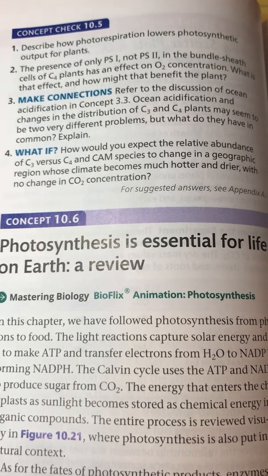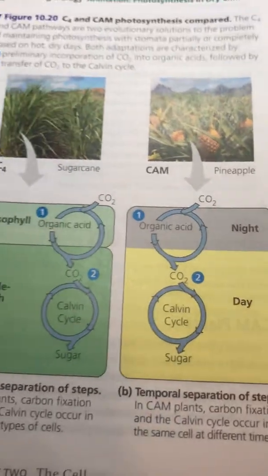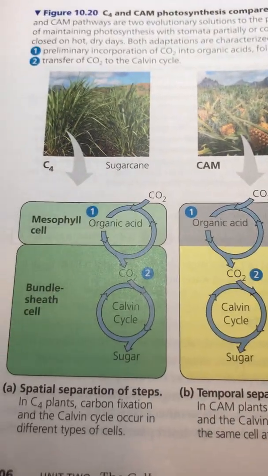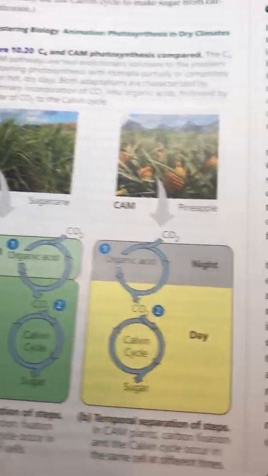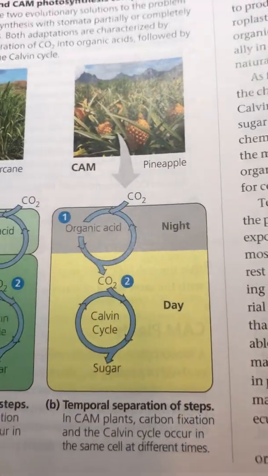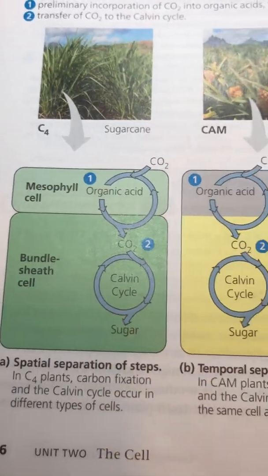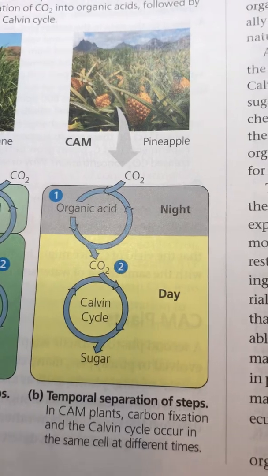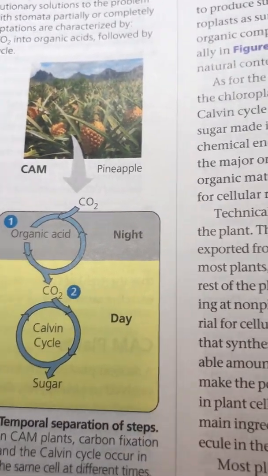We're getting close to being done with this chapter, so hopefully this stuff is making sense to you. There are some images of what we just talked about. There's sugarcane, which is a good example of a C4 plant, and there's a pineapple, which is a good example of a CAM plant. You can see the mesophyll cell and the bundle sheath cell, and you can also see the night and day nature of the CAM plant. Those are some adaptations you need to know.